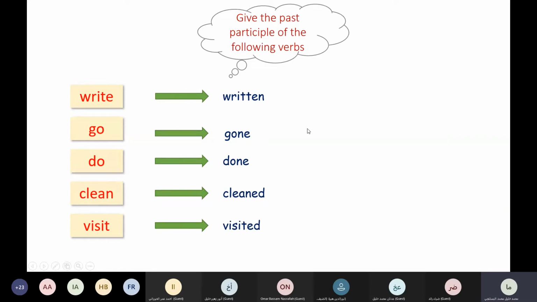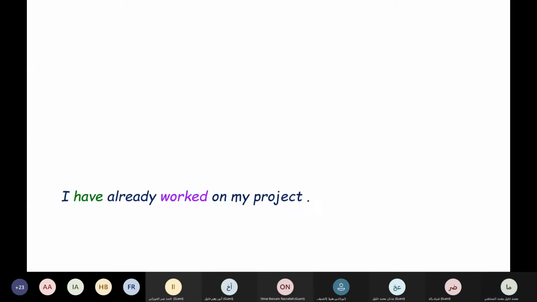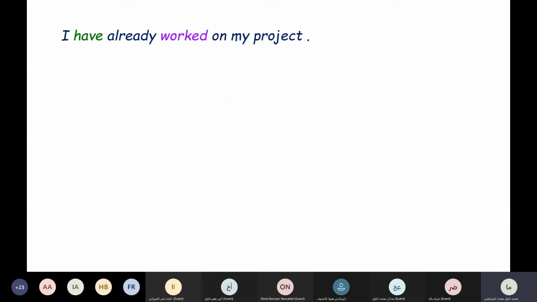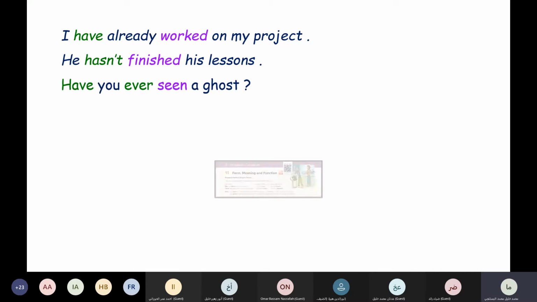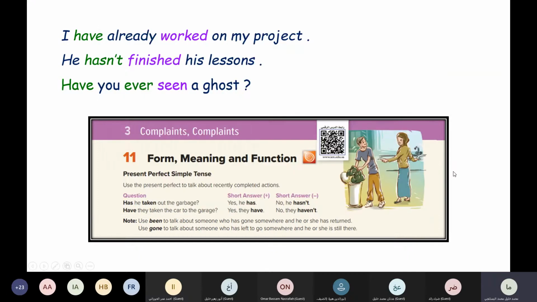We use them with what? With have or has to form the present perfect. Now look at the examples here. Ubada, read the first one. I have already worked on my project. Good. The next. Hamza, read the second example. He hasn't finished his lessons. Good.